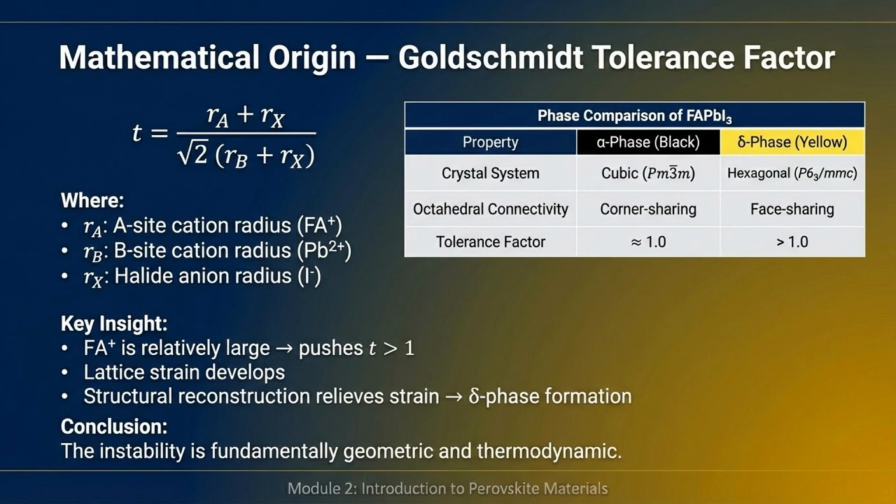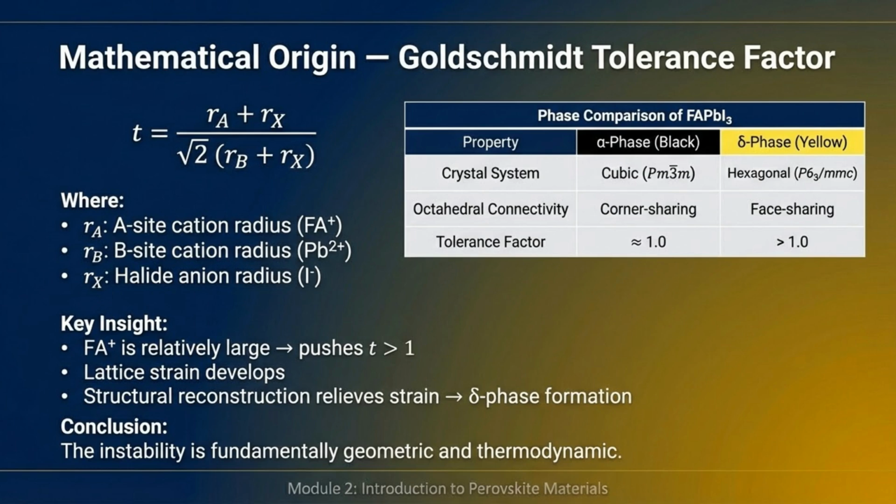If T is significantly less than 1, the octahedra tilt strongly. If T is greater than 1, the lattice experiences expansive strain. Now in FAPbI3, the A-site cation formamidinium is relatively large. This pushes the tolerance factor slightly above unity. Even a small deviation from 1 introduces internal lattice stress. The corner-sharing octahedral framework becomes geometrically strained. To relieve this strain, the structure reorganizes into the hexagonal delta phase, where octahedra are arranged differently, and the geometric mismatch is reduced. So the alpha to delta transition is fundamentally a geometric stabilization process. The lattice sacrifices electronic functionality in order to minimize structural stress.